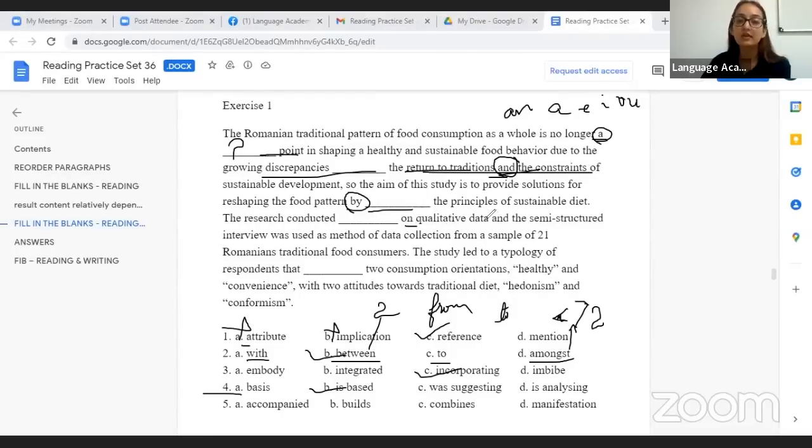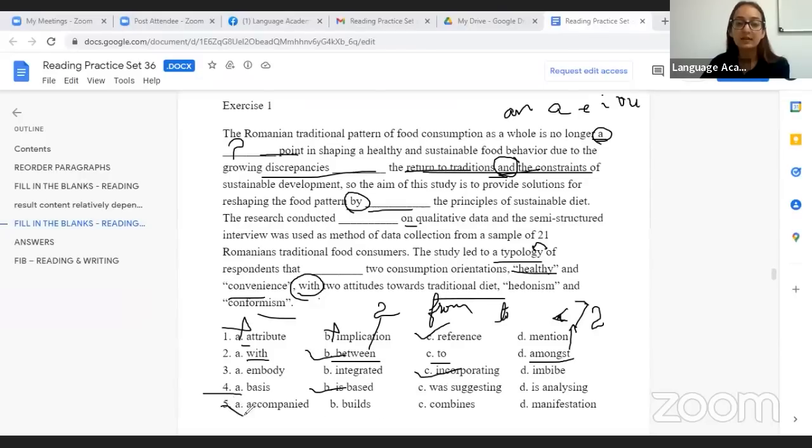It is based on qualitative data, and the semi-structured interview was used as a method of data collection from a sample of 21 Romanian traditional food consumers. The study led to a typology of respondents that dash two consumption orientations, healthy and convenience, with two attributes, this and that. So what is the noun of this sentence? The noun of this sentence is typology. A typology is a singular noun. So a typology that dash two things with two other things. A typology is singular, so we need a verb with s.